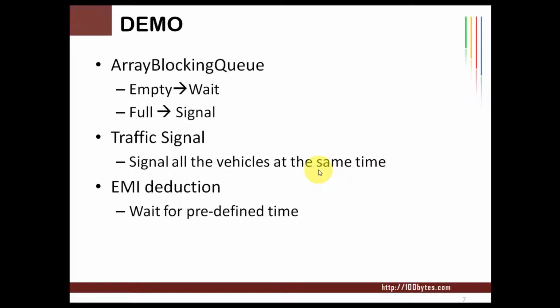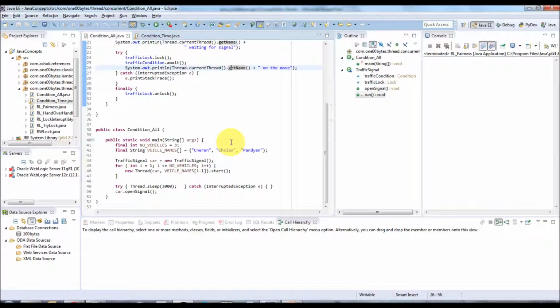Next is an EMI deduction. That means every 30 days a particular amount will be deducted from a bank. So this wait condition can be used for this use case as well. Okay, now we will see the demo.